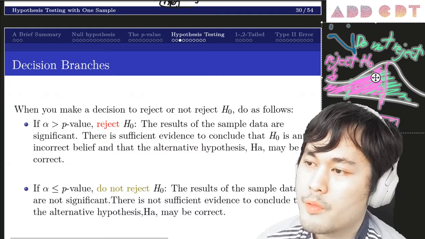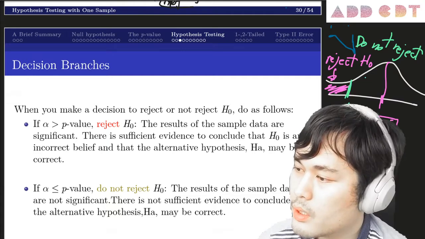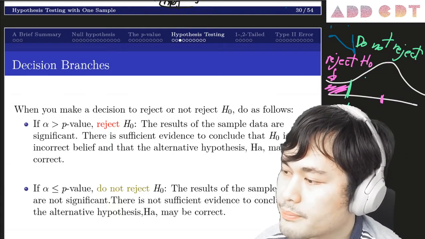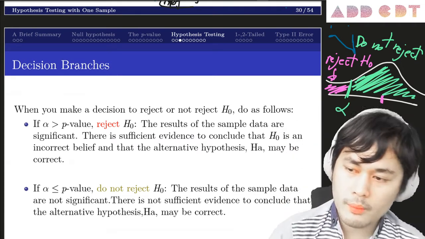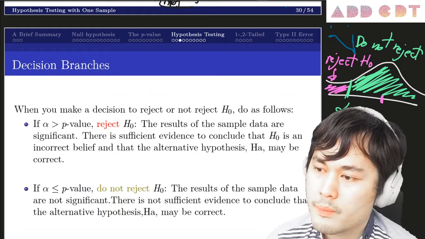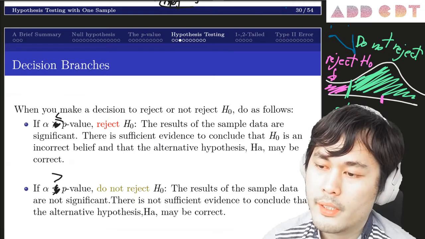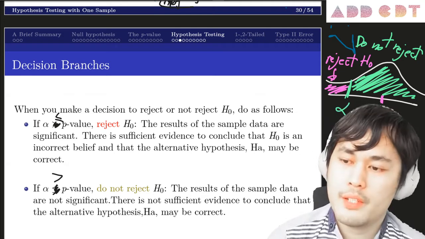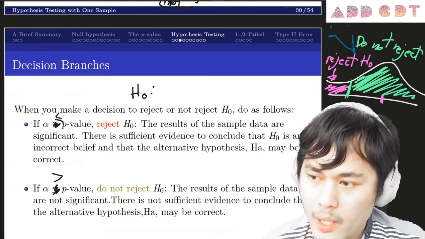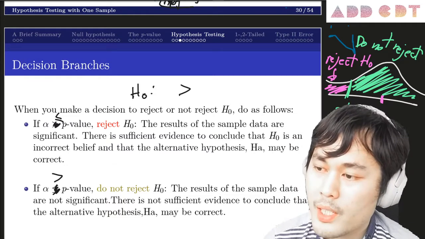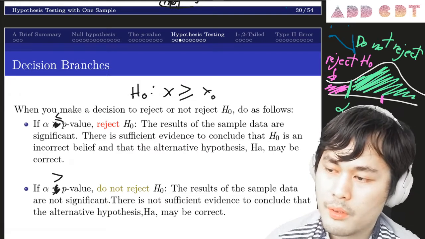So this is what I mentioned before. Also, get rid of the pink one here, and shade that area green. So if alpha is, oh yeah, sorry, that's a mistake. That should be less than or equal to, that should be greater than. If alpha is less than or equal to the p value, or in this case, I should add that if the null hypothesis is of the form some parameter greater than or equal to some constant.